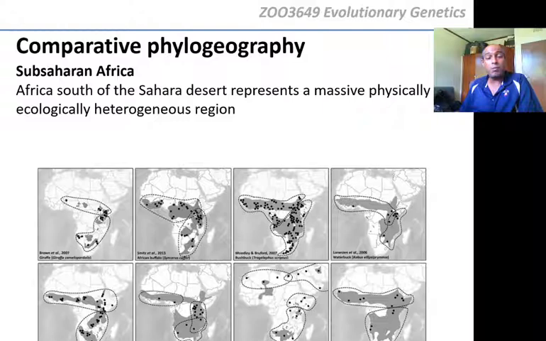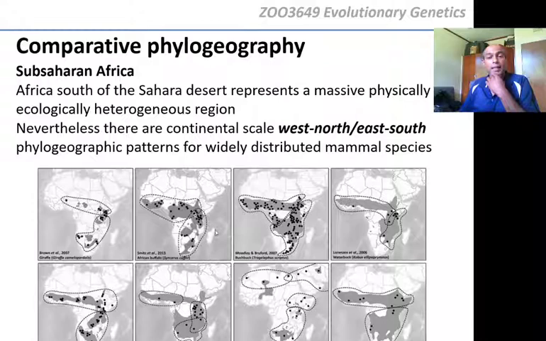What do you think it is? Who are the clever people in this module? Okay, it's the African Rift, which starts in Ethiopia and goes all the way down through East Africa, petering out in the Okavango down here in South Africa.